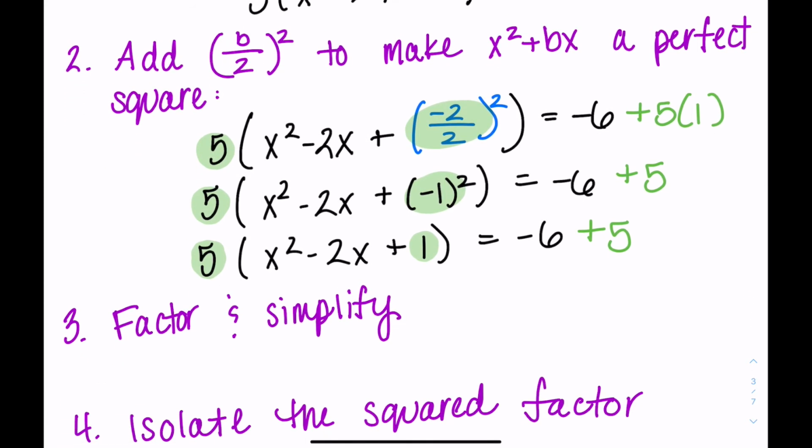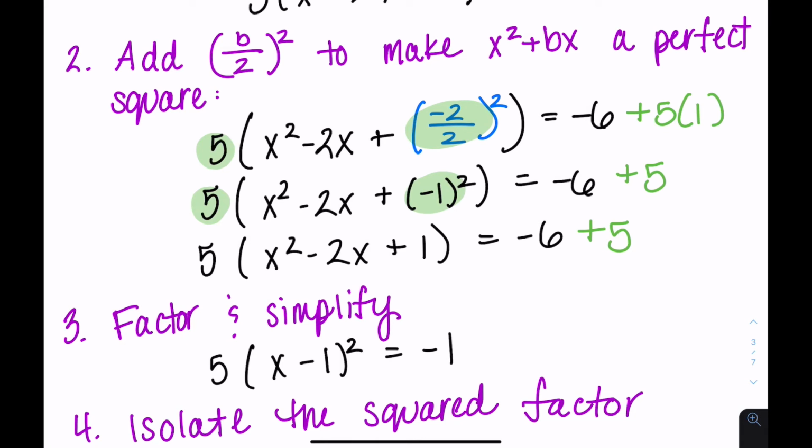But now we've got our correct perfect square, because x squared minus 2x plus 1 becomes x minus 1 squared. So it factors really nicely. On the right-hand side, that's going to be positive 1. So now we've gone ahead and we've got a perfect square.